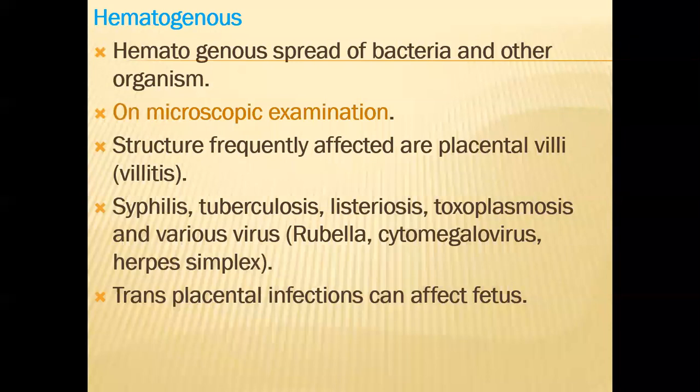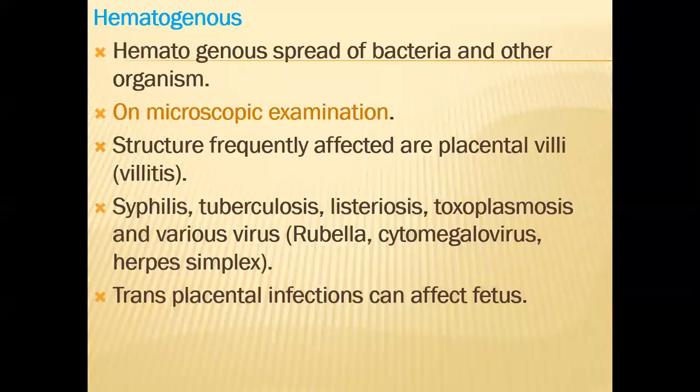On microscopic examination, the structures frequently affected are the placental villi, and this condition is called villitis. The common conditions which lead to hematogenous infection of the placenta are syphilis, tuberculosis, listeriosis, toxoplasmosis, and various viruses like rubella, cytomegalovirus, and herpes simplex. These viruses form a combination and the complex is called TORCH. What is in TORCH? Toxoplasmosis, rubella, cytomegalovirus and herpes simplex.